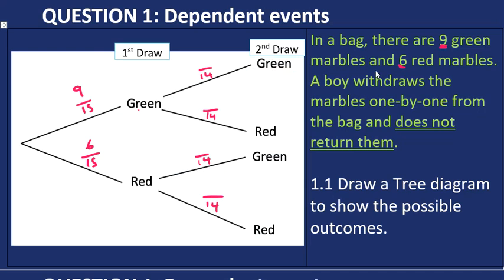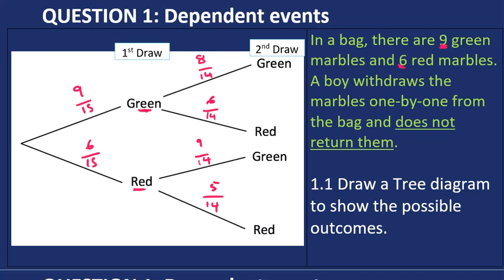If you withdrew a green marble during your first draw, how many green marbles are left now? There were 9, but 1 is withdrawn, so there are 8 left. And of course, nothing has changed with the red marbles, so there are still 6. But if you have withdrawn a red marble in your first draw, then nothing will change with the green marbles. There will still be 9. But because you've withdrawn a red marble, one of those 6 is gone, so there are 5 red marbles. So that is your tree diagram.